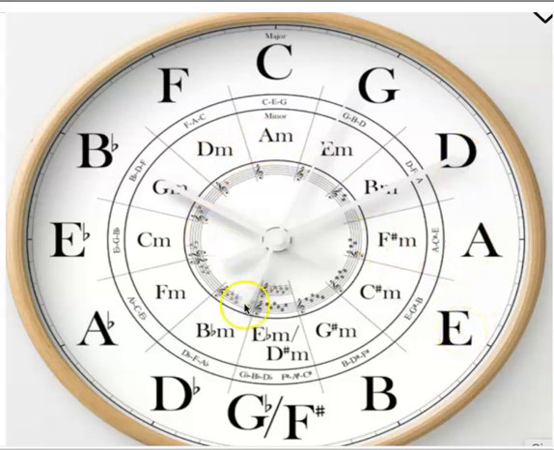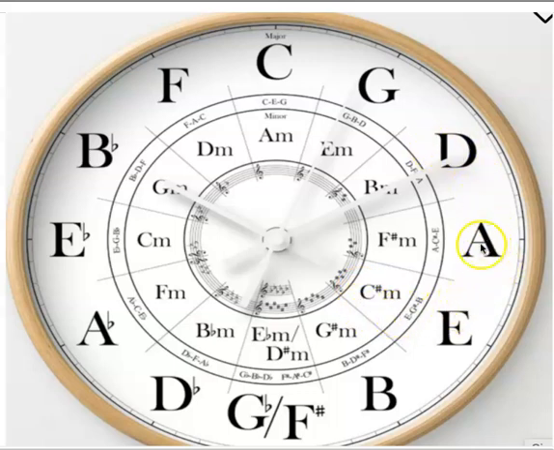Okay? Don't worry about these inner ones right here. I'm going to talk to you about these and what they mean and how you're going to use them. We'll talk about that in a little bit. One thing I will mention here, if we're in the key of A, the minor chords would be B minor, F sharp minor, and C sharp minor. The M means minor. These would be what's called the relative minor chords in the key of A.